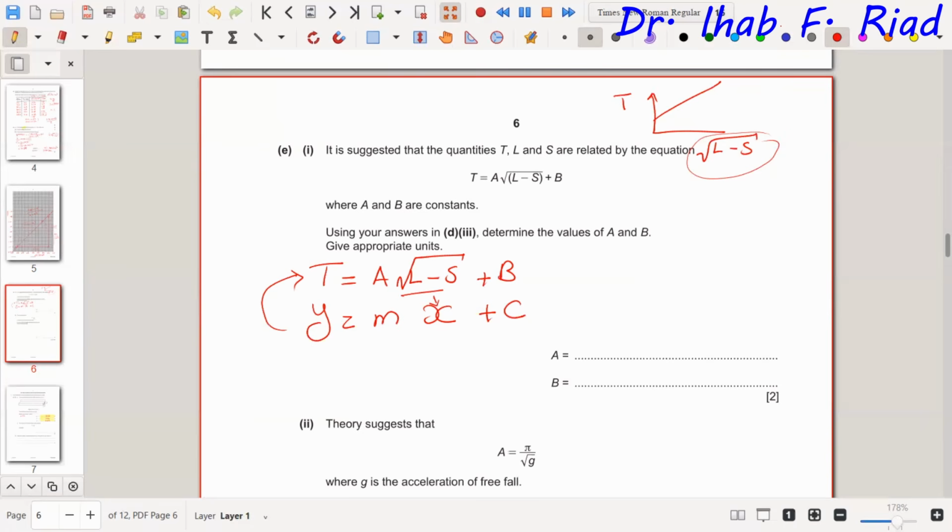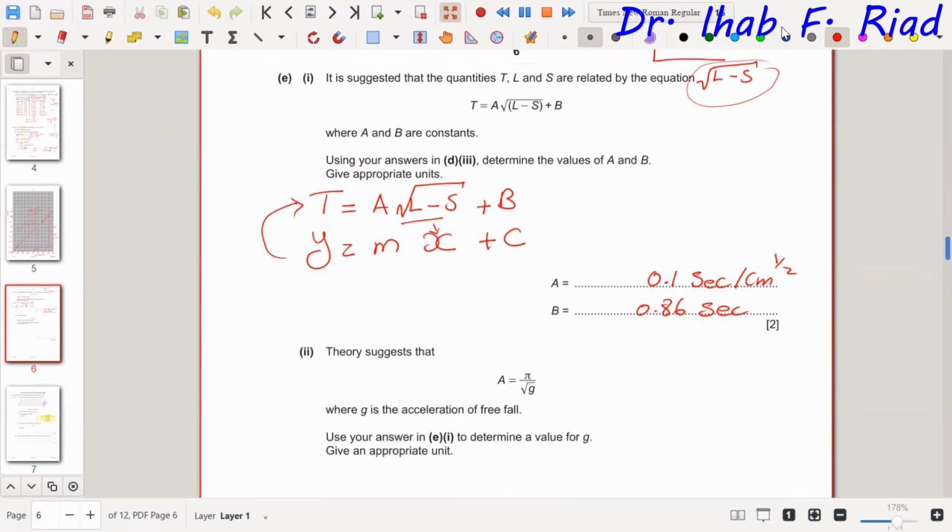So what are A and B? A is the gradient, B is the y-intercept. So he told us to determine the values of A and B. Then they are just the gradient and the y-intercept, right? 0.1 second per centimeter to the power half, and 0.86 seconds. Are we good?